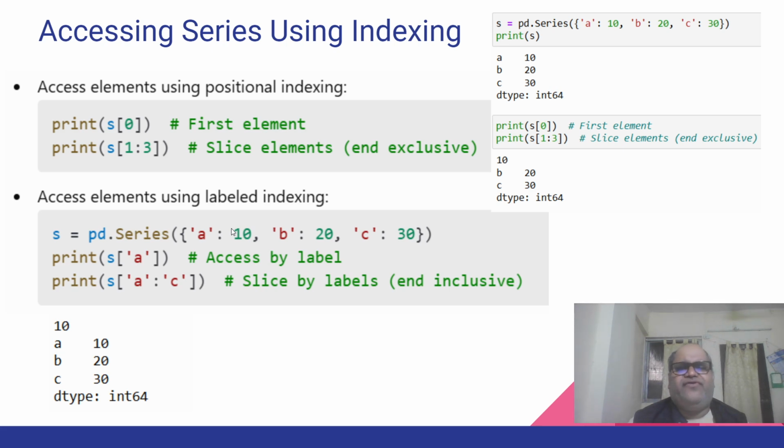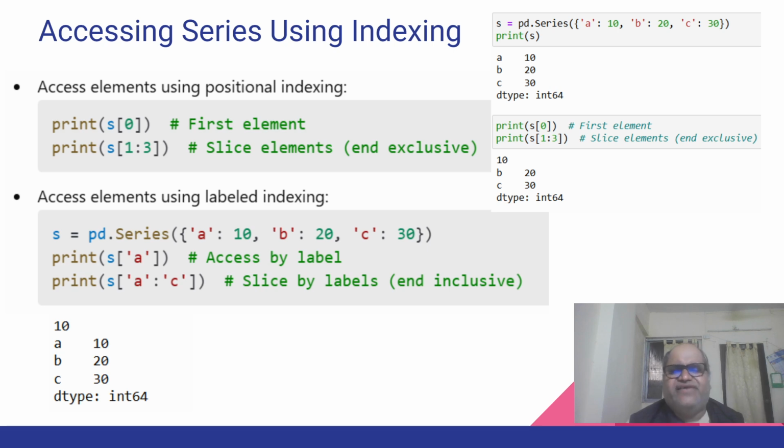Now look at accessing series using indexing. What we'll do is talk about the default indexing, since it starts with 0. So S[0] will give you the first element, right? Slicing, you can give a range, so S[1:3] means it will include 1 and 2, and it will not include 3, because 3 is exclusive.